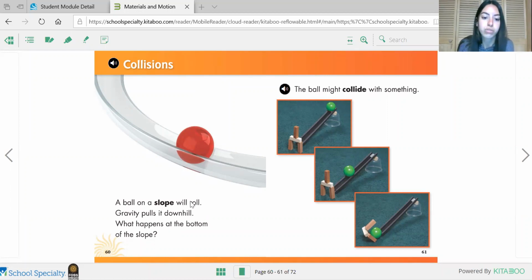A ball on a slope will roll. Gravity pulls it downhill. What happens at the bottom of the slope? The ball might collide with something. Can you say collide? Let's look at this picture. I see the ball rolling down the slope, and when it gets to the end, it collides with those blocks. I think collides means when something hits something else.